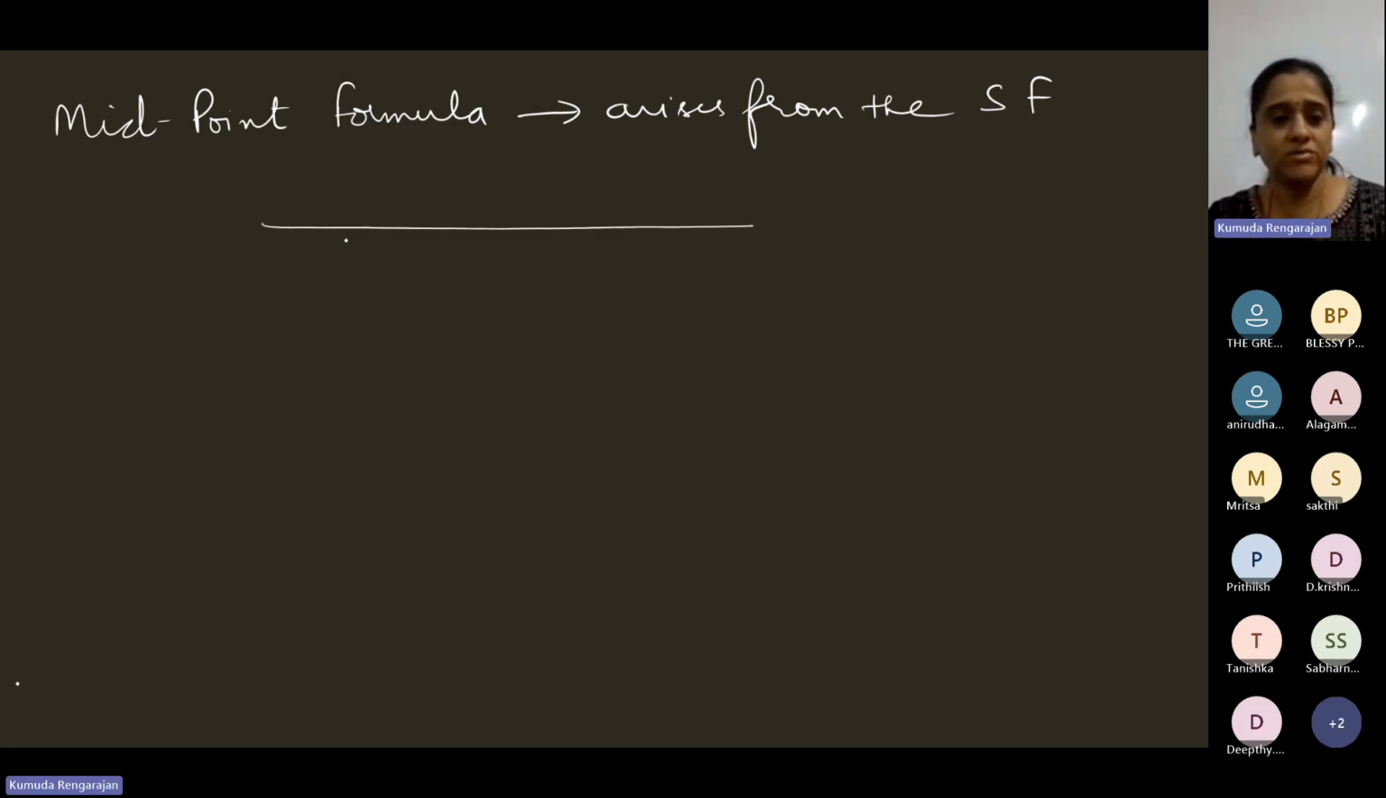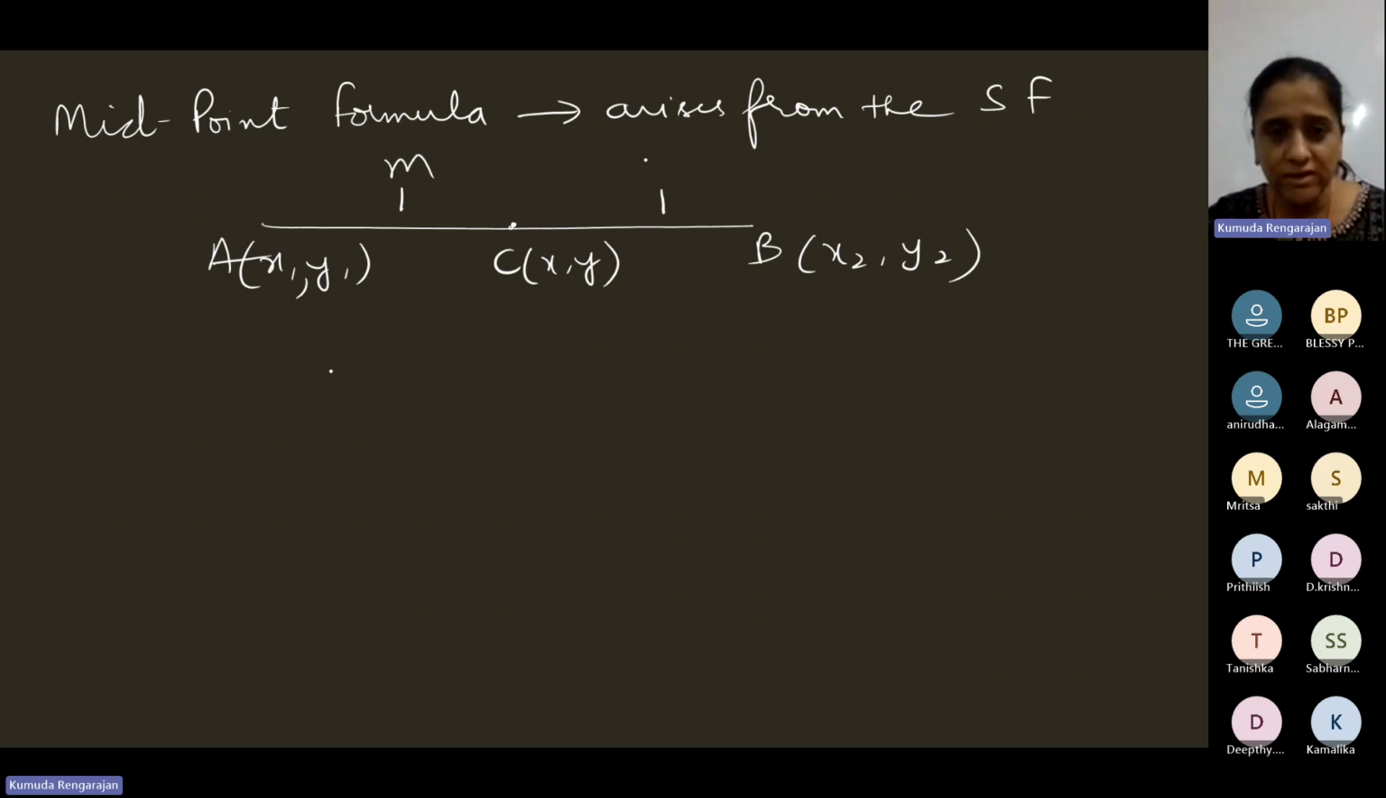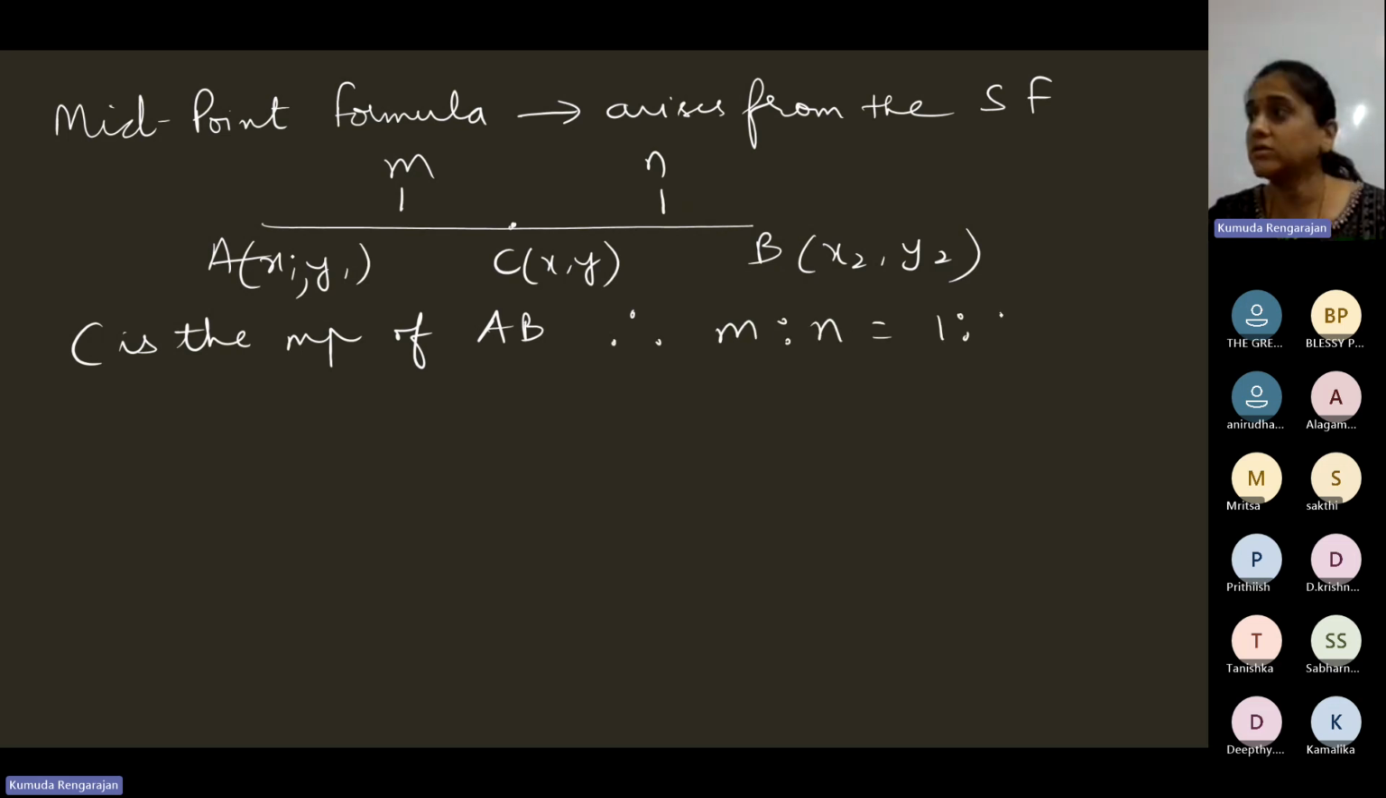So same situation, A (x1, y1), B (x2, y2), except that C is the midpoint of AB. That means it divides AB in the ratio 1:1. It divides AB in the ratio m is to n, but it's a midpoint, right? So the ratio is 1:1. C is the midpoint of AB. Therefore, m is to n is equal to 1:1.